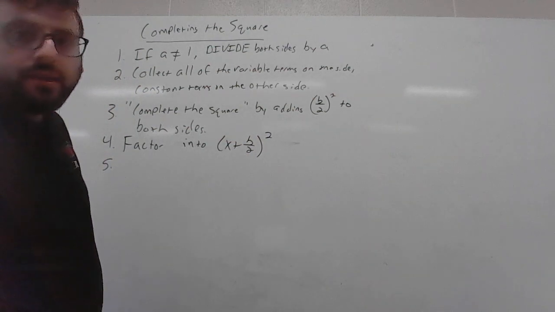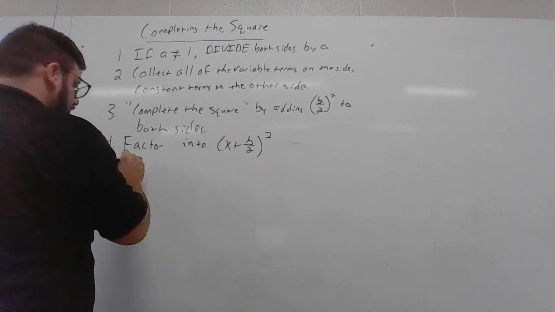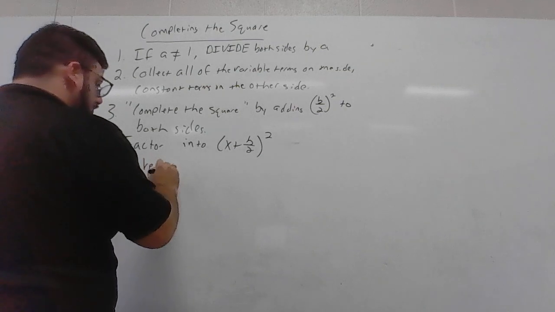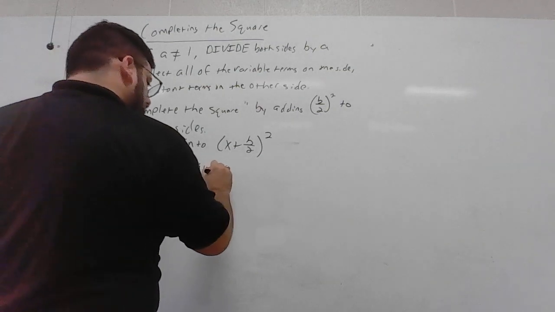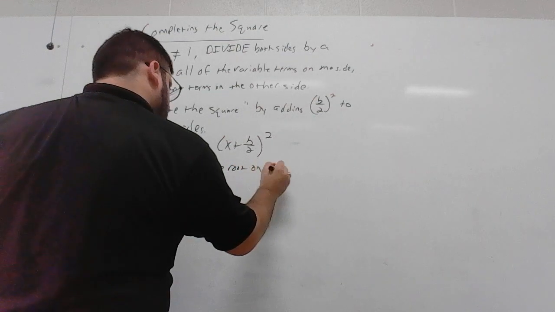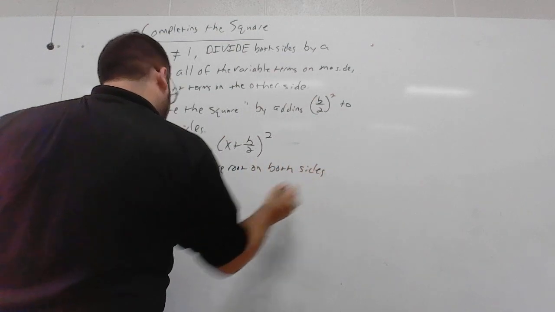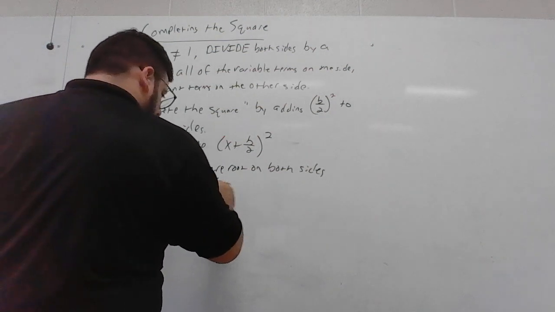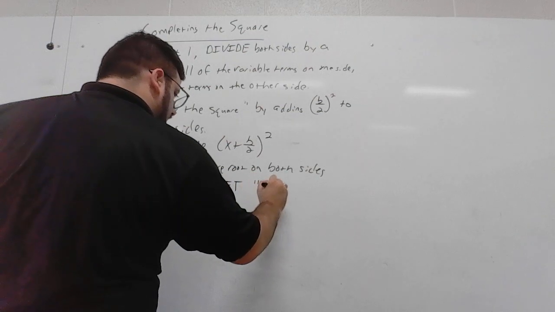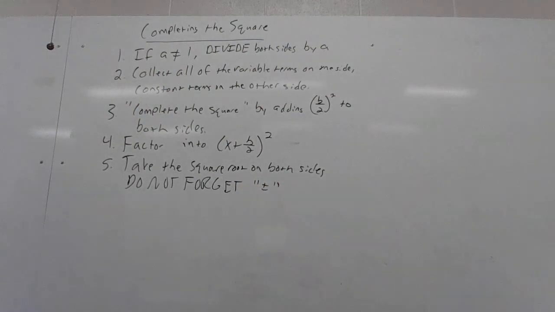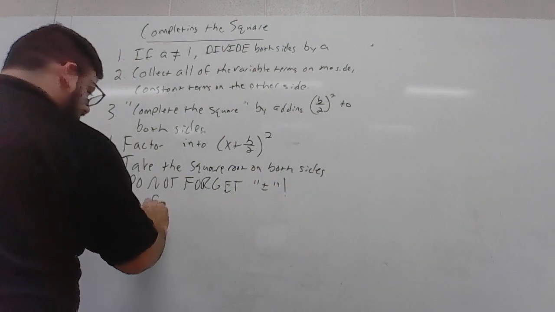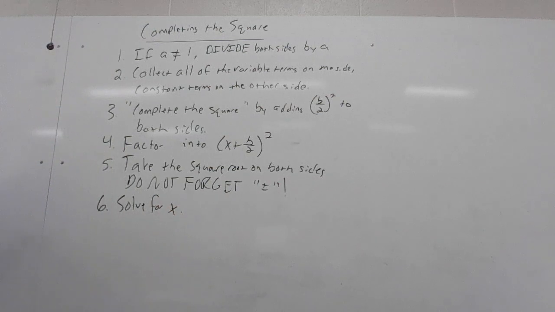All right, then we get to the solving part. First things first, take the square root on both sides. It's really important that we do not forget the plus and minus. We cannot forget that. Absolutely not. And then, of course, we want to solve for x. So that's how you complete the square.